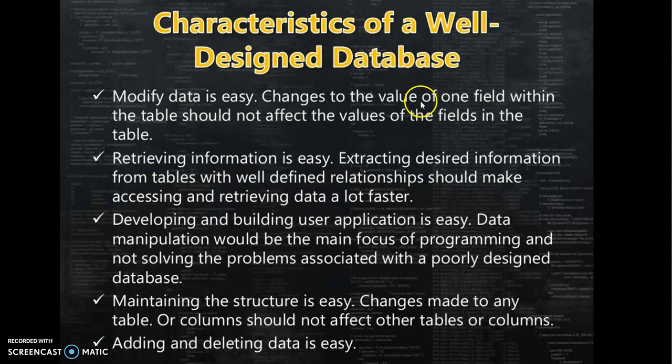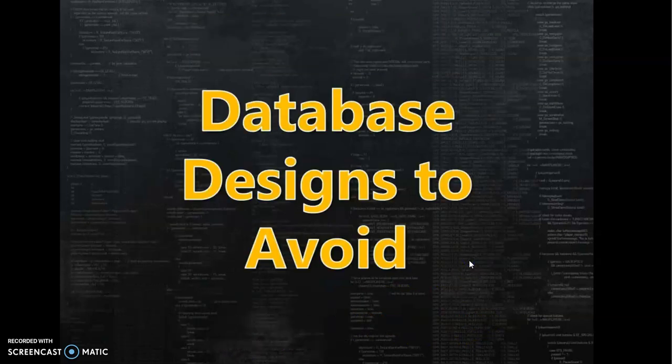Characteristics of a well-designed database. First, modifying data is easy. Changing the value of one field within a table should not affect the value of a field in another table. Retrieving information must be easy. Extracting the desired information from tables with well-defined relationships should make accessing and retrieving data a lot faster. Maintaining the structure is easy. Changes made to a table or column should not affect other tables. Adding and deleting should be very easy.